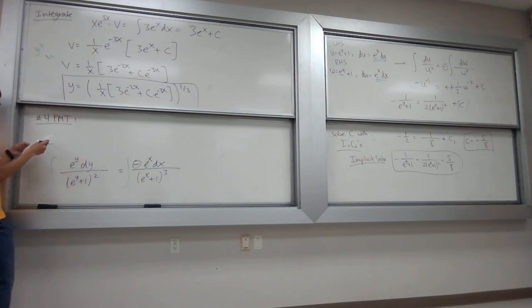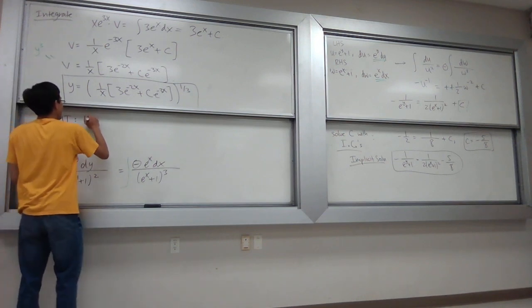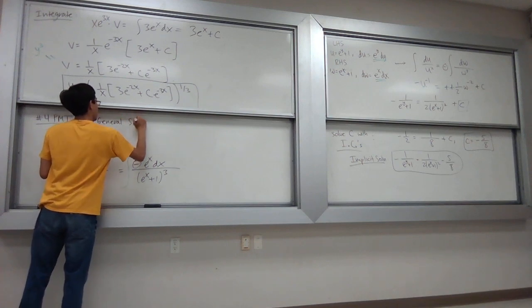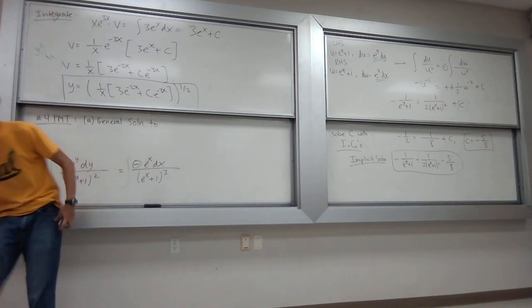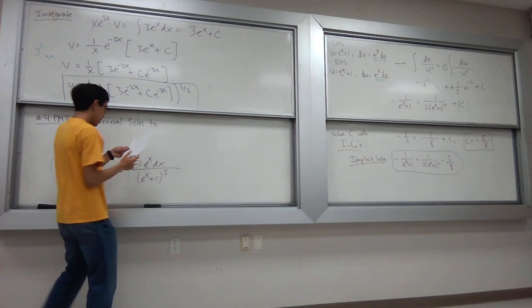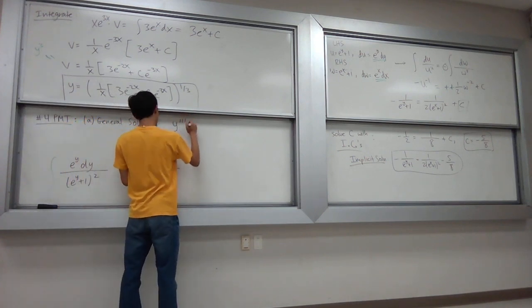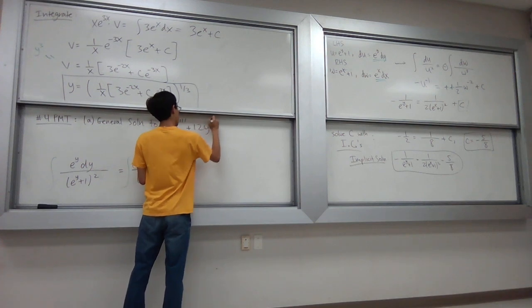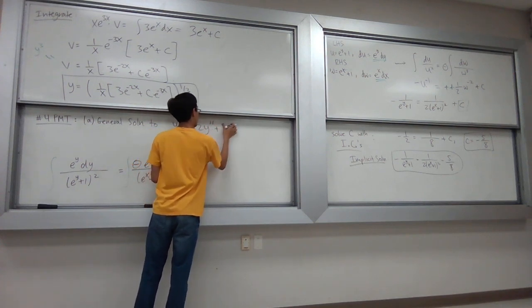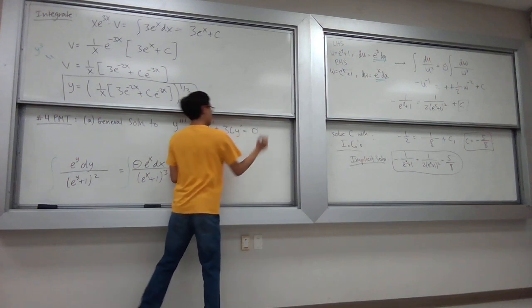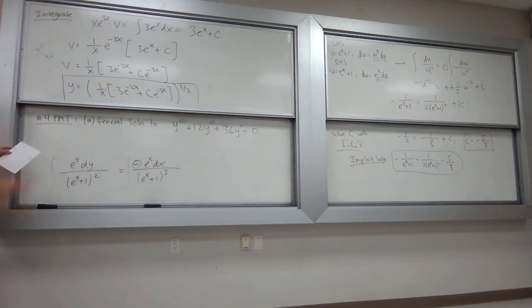Okay, so part A, general solution to y triple prime plus 12 y double prime plus 36 y prime equals 0. So that's the easy one.